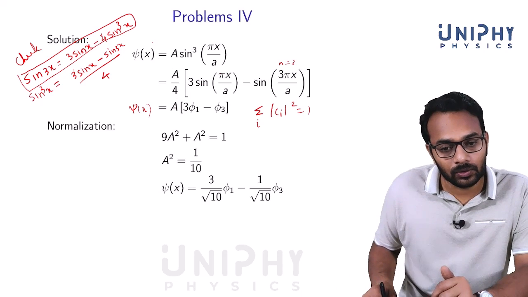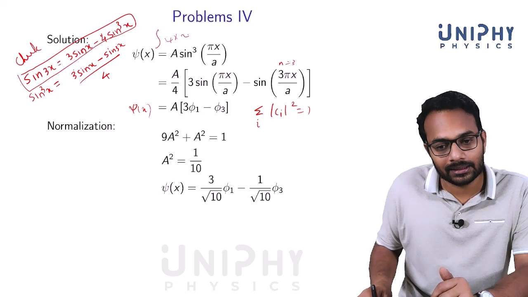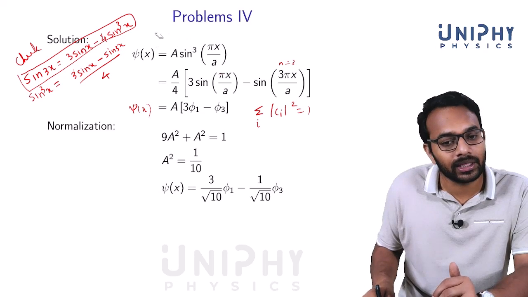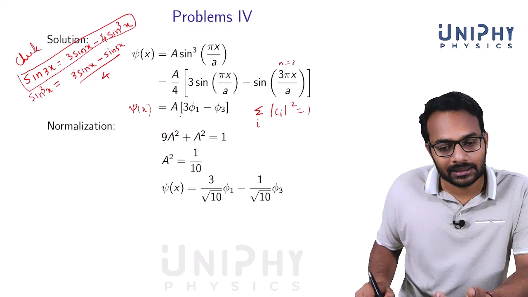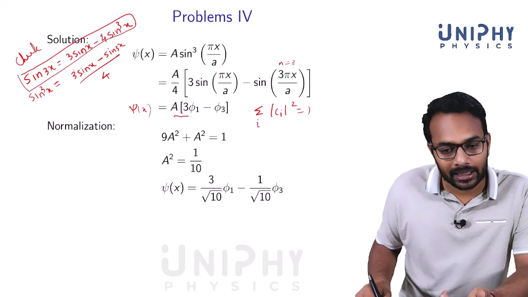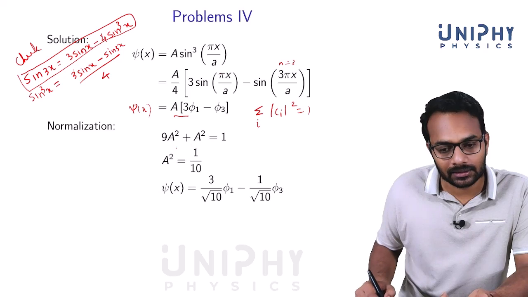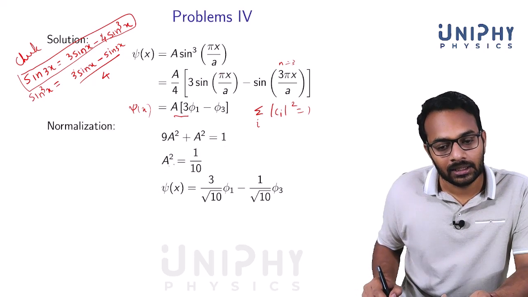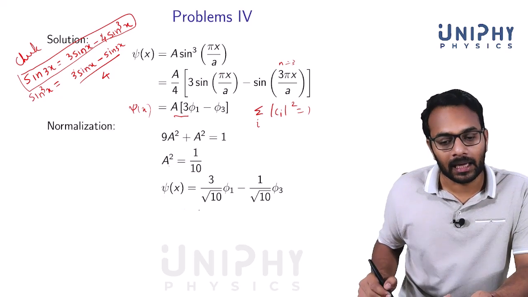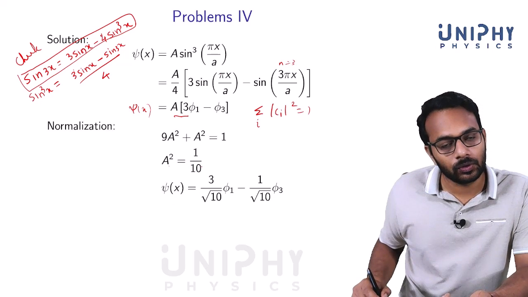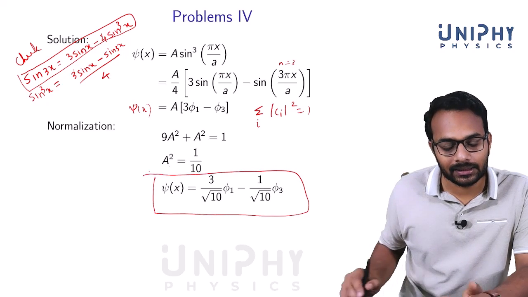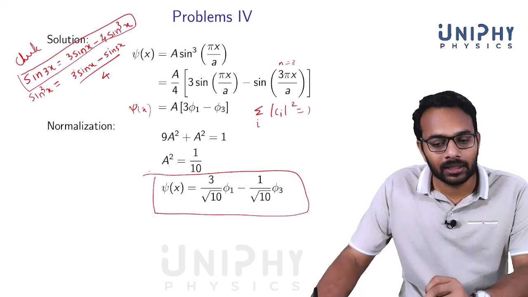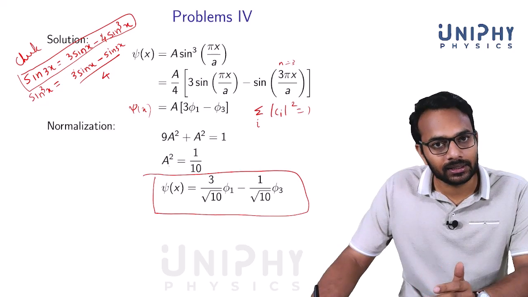Now you could also normalize by saying that the integral of psi star psi dx is equal to 1, but you will see it's very complicated. This is easy. We are working on a discrete basis, so c1 square is 9a square and c3 square is a square. So 9a square plus a square is equal to 1. So a square is 1 by 10 and a is 1 by square root of 10. Substitute it here and you get the normalized wave function: 3 by square root of 10 phi 1 minus 1 by square root of 10 phi 3.